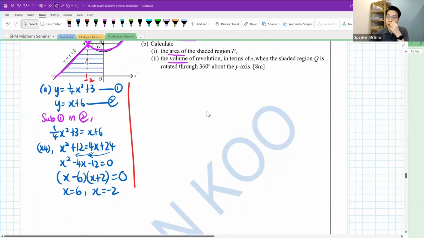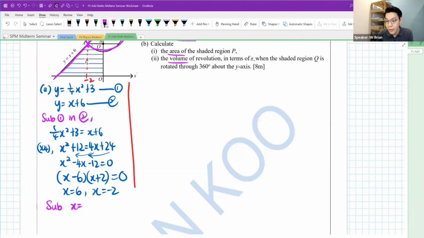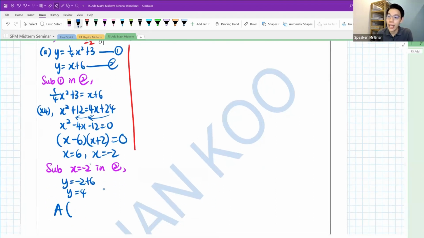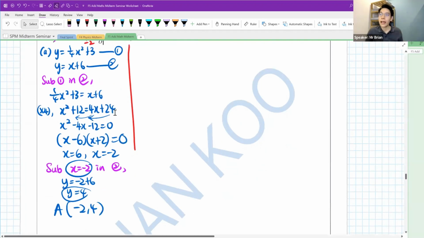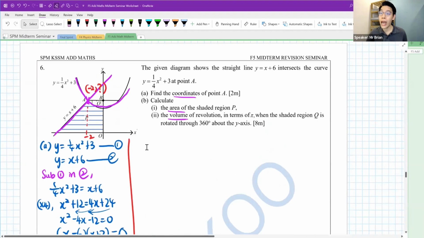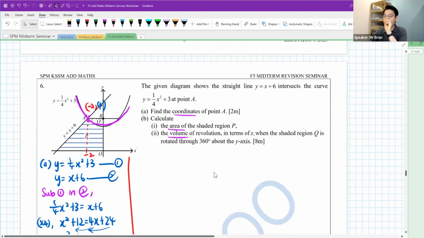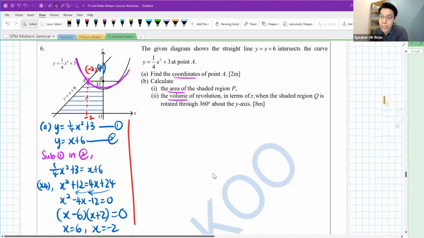How to find out that something? You go and sub it back to find the y. You want to find y, you sub into any equation also can. Okay, so your point A is actually -2 and 4. They are asking you to find this for a reason. We will actually need this -2 and 4. Then find the area of P.